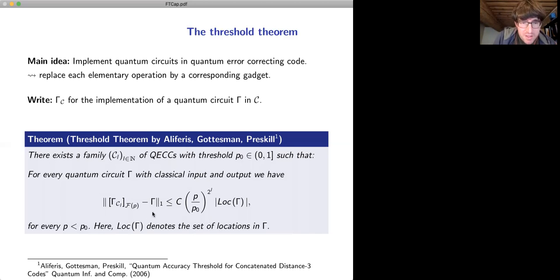On the left-hand side, we have a trace distance between the quantum circuit implemented in the code C_L, affected by the noise model FP, and the ideal circuit gamma. On the right-hand side, that's upper bounded by a constant C times this number p over p0 to the 2 to the L, times the number of locations in the circuit. Now, for this to really work, p needs to be less than p0. Then this quotient will be less than 1, and you can make this right-hand side as small as you want by increasing the L. That's the point. You can protect the circuit arbitrarily well from noise if you just increase this level L.